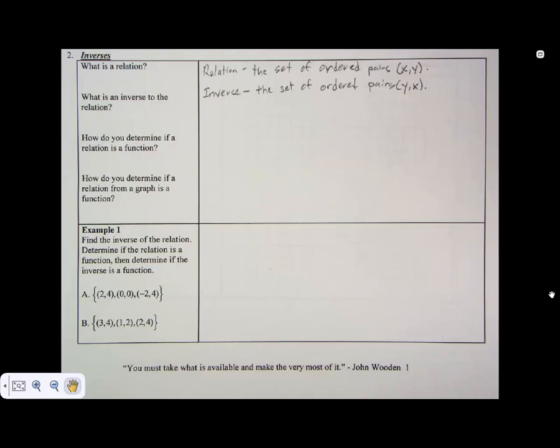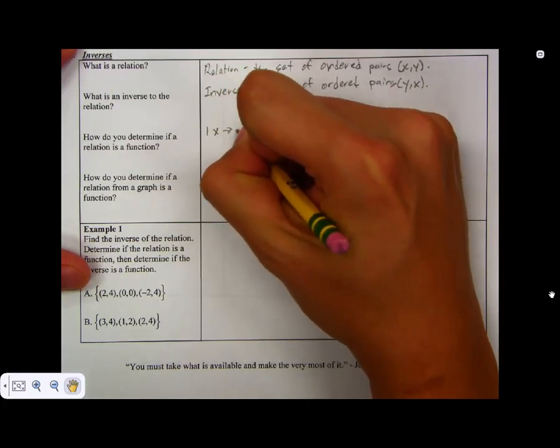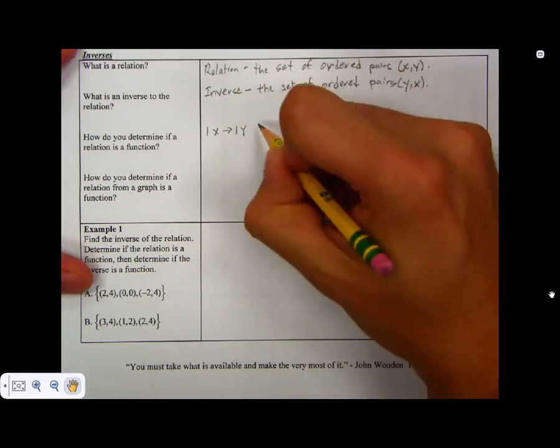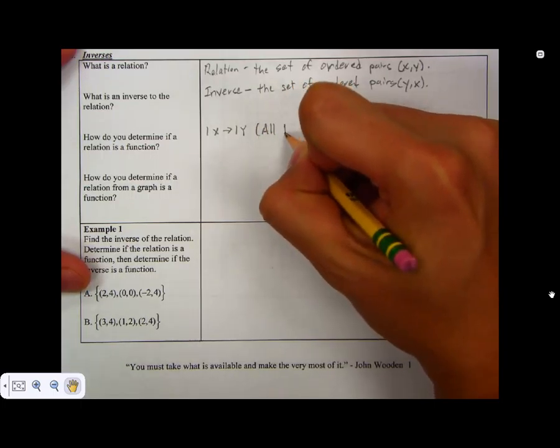How do you determine if a relation is a function? If you have one x to one y, meaning all the x values are different.